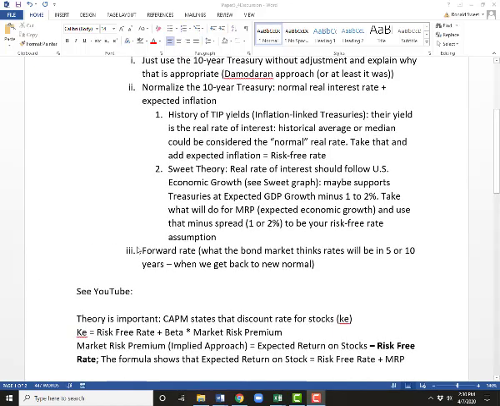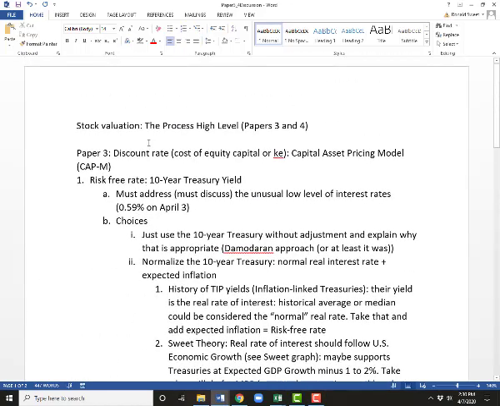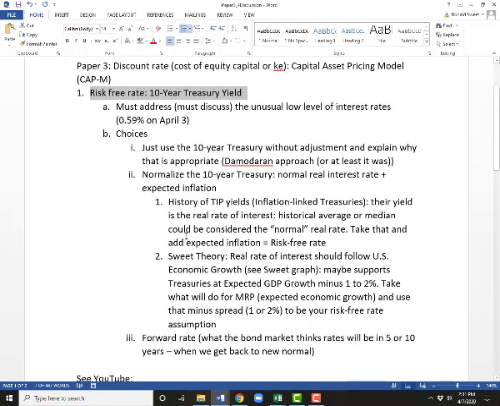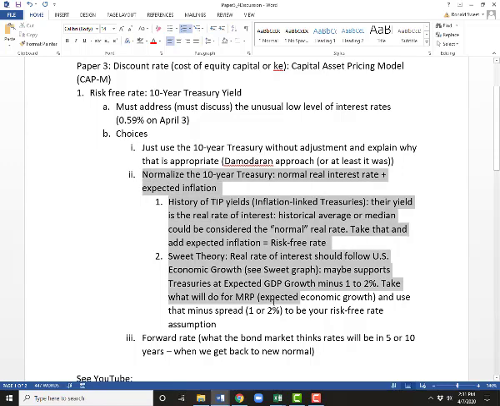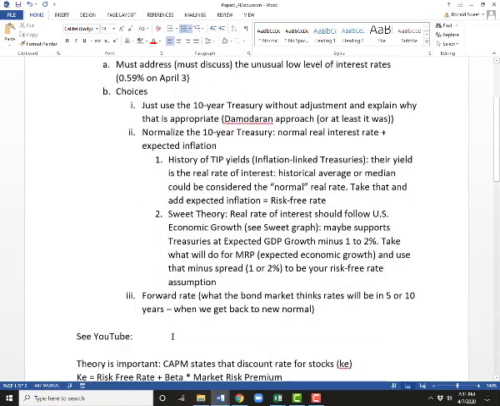In last class, we were talking about your first assumption for paper 3 when you're getting your discount rate, and that is the risk-free rate. So we've talked about the choices. You can just use the 10-year treasury. You can't do that without talking about it. I gave you an article referenced by Damodaran. He talks about his approach while he argues for just using the current 10-year treasury. I talked about the normalizing approach, and I gave you some discussion there. And the last one was the forward rate.